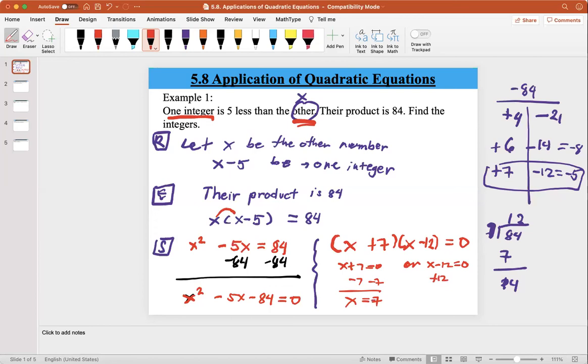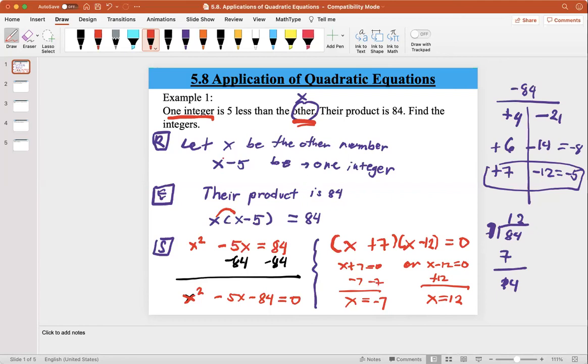That should be negative 7. I just wrote 7, right? Let me fix that. That should be negative 7. How about here? It's going to be x equals 12. But are we done here? Remember that in our answer, we only found x. And there are two values of x. Negative 7 and then 12.